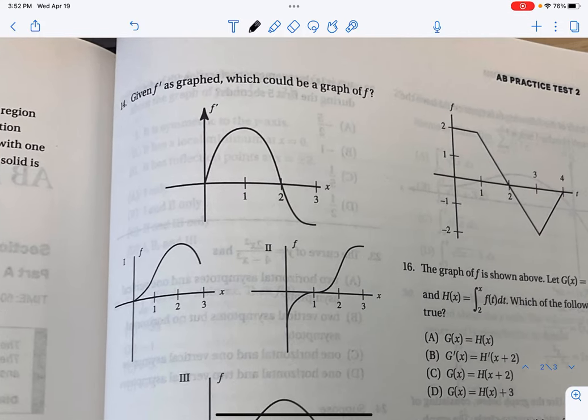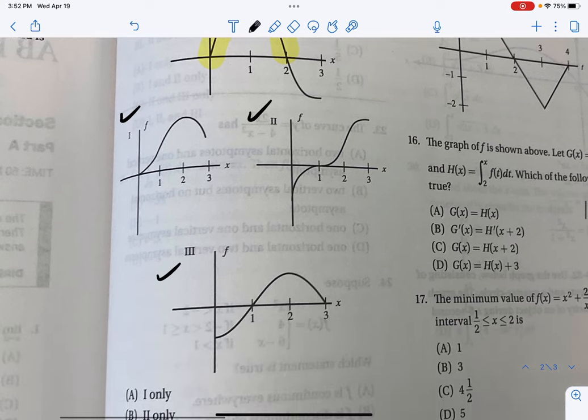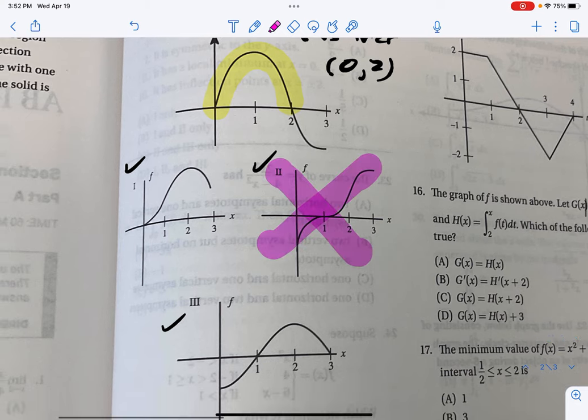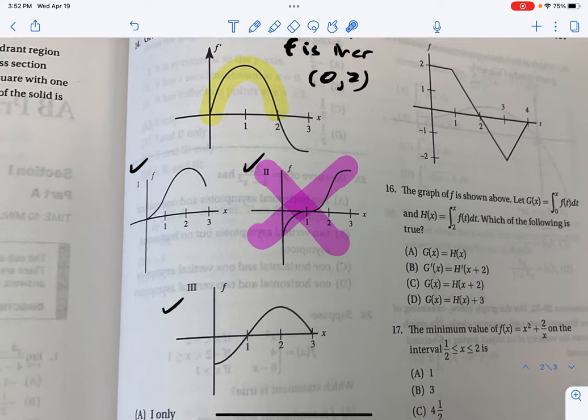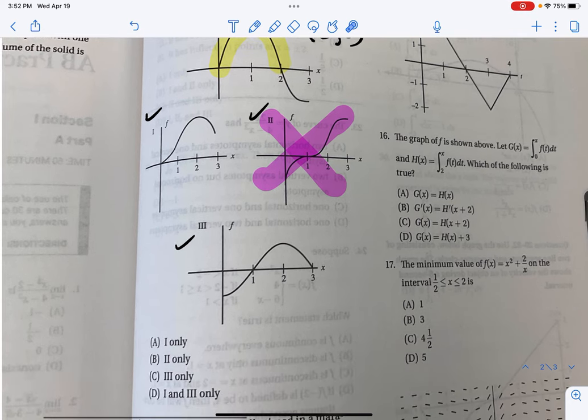Okay, for 14. F prime is graphed. What could be the graph of F? So let's just notice F prime is positive until we get to x equals 2. So that means F is increasing from 0 to 2. Let's just look for that first. So this one's good, this one's good, this one's good. Okay. Then it is decreasing, right? F prime is then negative. So we want increasing, then decreasing. So that rules out this one. We will notice that 1 and 3 are basically the same shape, just higher. If one function is just another one shifted up, then all the steepnesses are the same. So if 1 works, 3 also works. So this would be D.